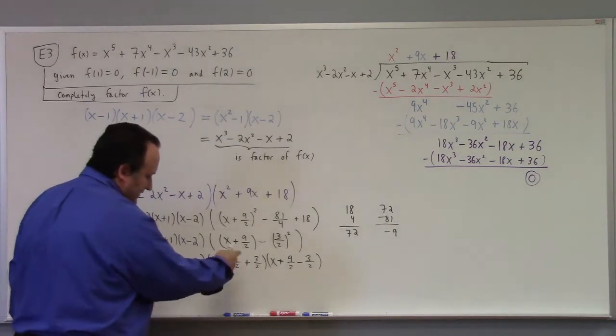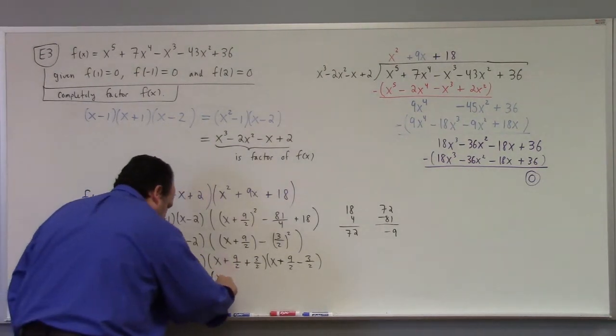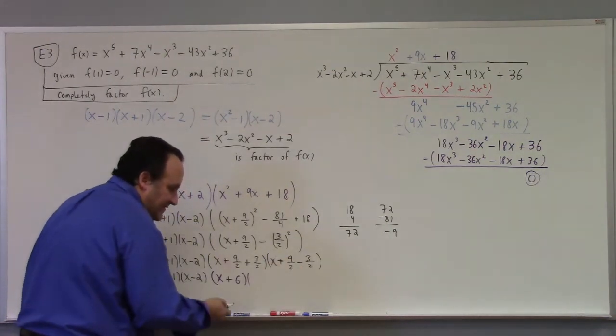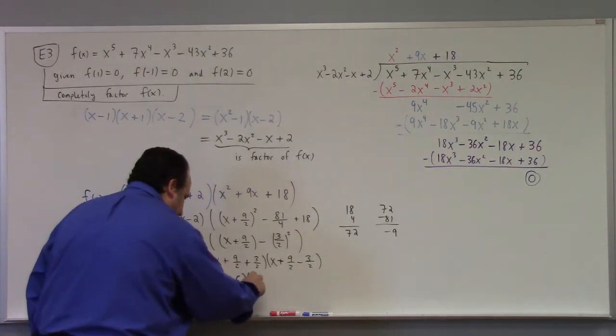So 9 plus 3 is 12. 12 over 2 is 6, all right? So x plus 6, and over here, 9 minus 3 is 6. 6 over 2 is 3. So we've got x plus 3.